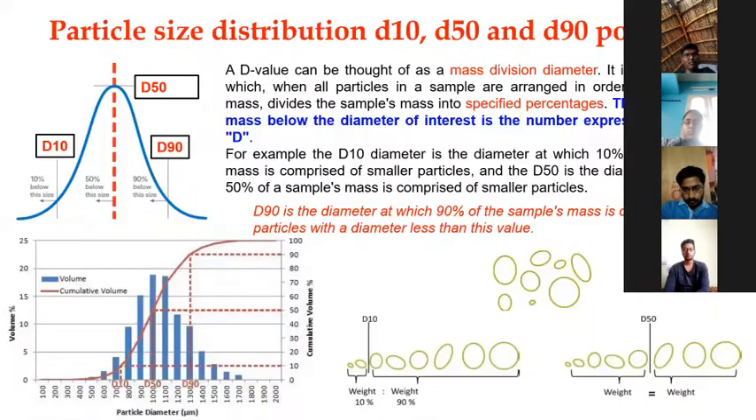Now, the next thing to be remembered is particle size distribution, D10, D50, D90. Have you come across this before? No, sir. Okay. If you see the physical pharmaceutics subject, you have studied methods to determine particle size: sieving, microscopy, sedimentation, all these methods, right? There we use terms called D10, D50, D90.